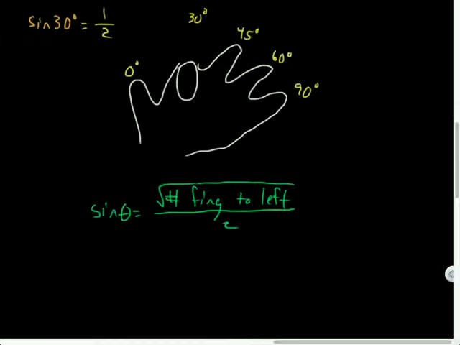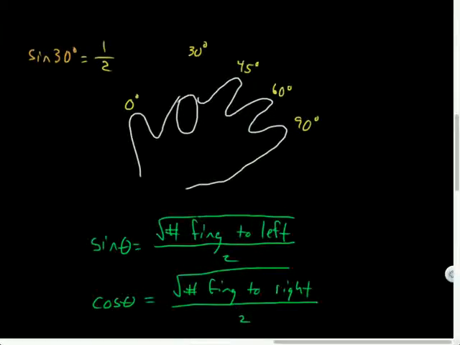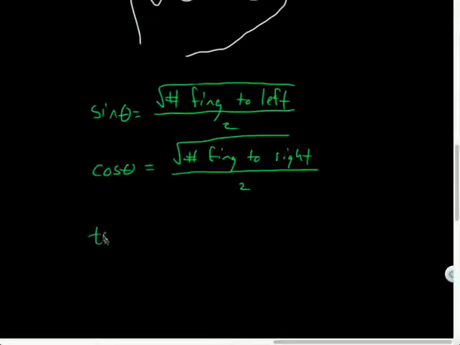The rule for cosine is similar. That's just going to equal the square root of the number of fingers to the right, and divide by 2. So cosine of 30 degrees is going to equal, how many fingers are to the right? 3. So that's going to be the square root of 3 divided by 2. Now, real tricky, perhaps. What if I want to know tangent of theta?